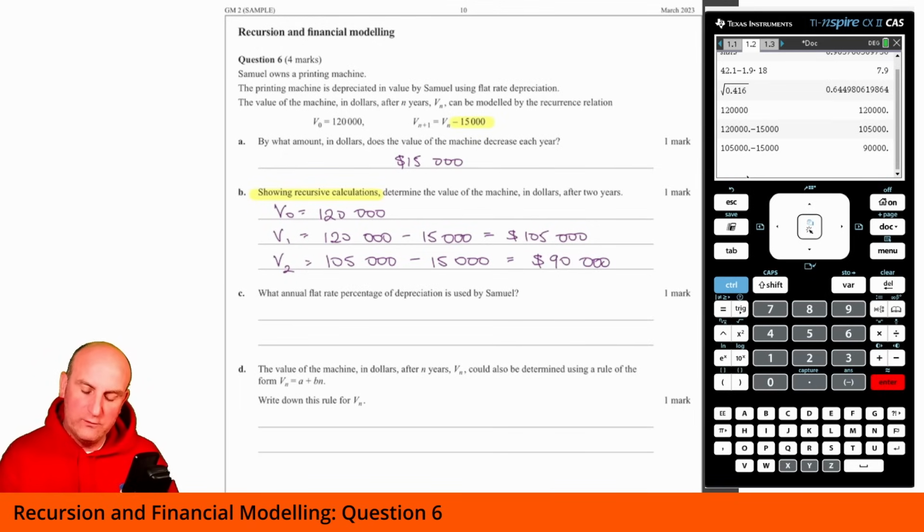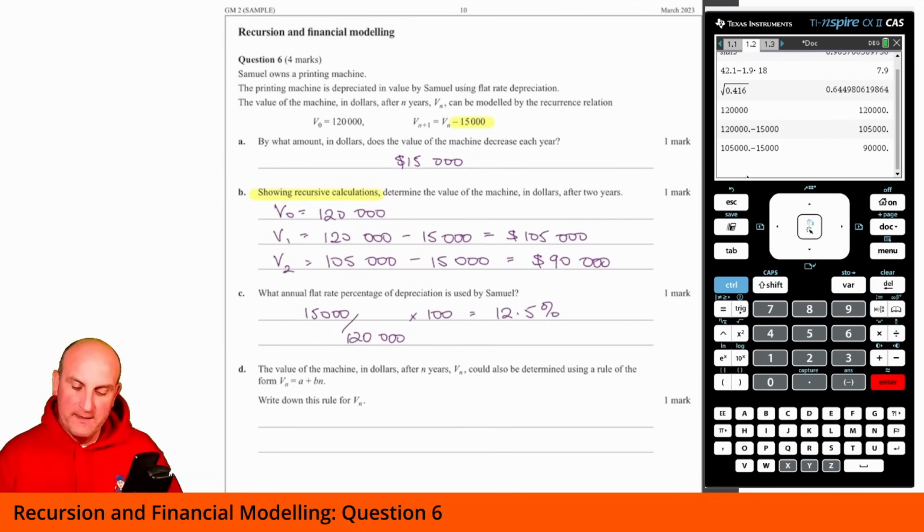Right, what is the annual flat rate percentage of depreciation used by Samuel? Well, flat rate depreciation, I'm going to take the value that it's going down by and its start value. And so in that situation, I'm going to do 15,000 divided by 120,000. And I'm going to times that by 100. And that's going to give me 12.5%. Ka-ching.